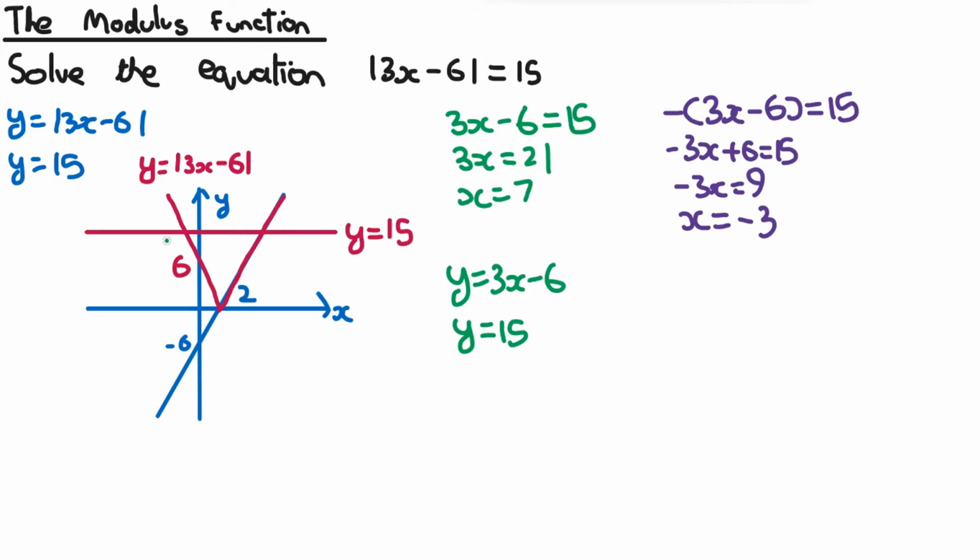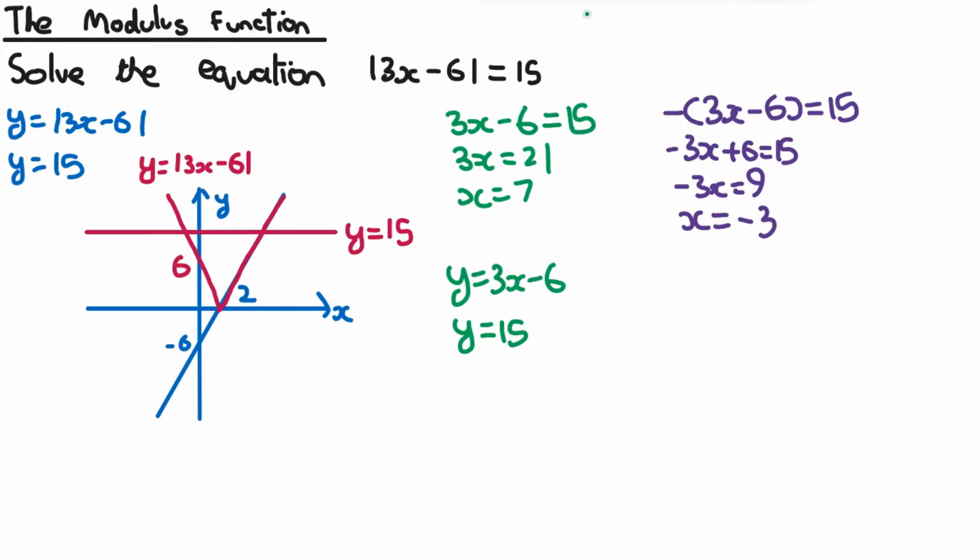And this is going to be, so this is the line y is equal to 15, and the line y is equal to 3x minus 6 is this line here. So this point of intersection here is going to be x is equal to 7.